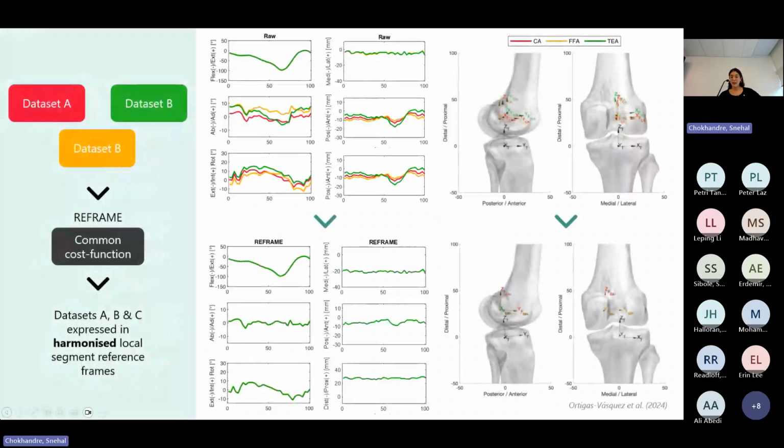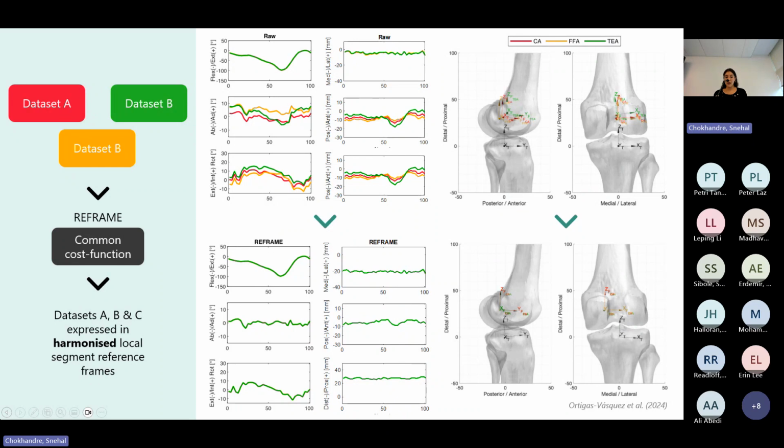But by optimizing different data sets based on the same underlying cost function, we can effectively remove any differences in the kinematic data that could plausibly be associated with reference frame inconsistencies in all planes and in all degrees of freedom. We validated this model for the tibiofemoral joint using 6 degrees of freedom fluoroscopy data. And as you can see, Reframe did lead us to convergence in the signals and in the reference frames in all 6 degrees of freedom. So you only see the green lines after because the 3 are perfectly overlapping.